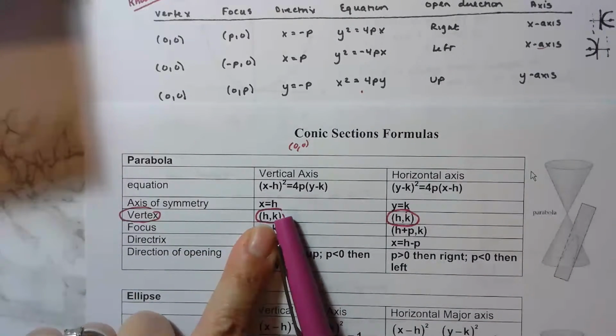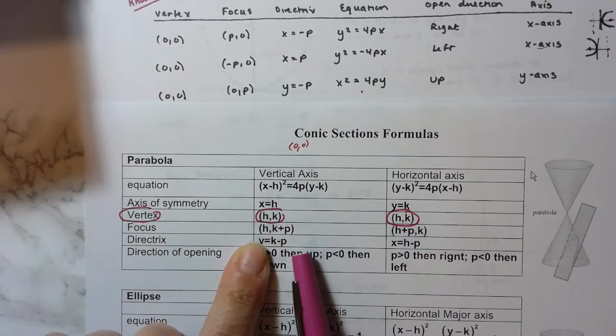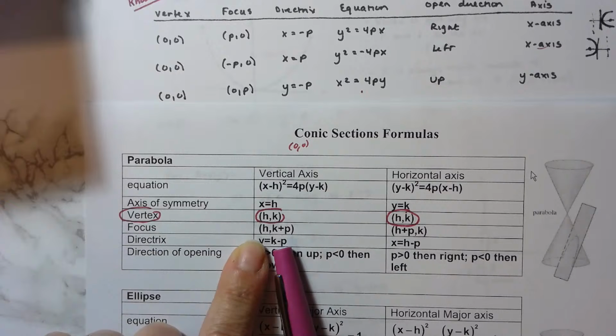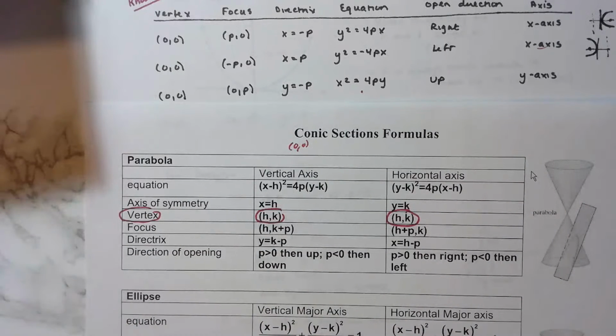The axis of symmetry here was x equals h. Here it's y equals k. Vertices are going to be the same. Now look here, the focus on the vertical axis is the point (h, k plus p). Guess what? The focus on the horizontal axis is (h plus p, k). So you see with these symbols and how they're swapping around, it can get very confusing. The directrix here was y equals k minus p, and the directrix for the horizontal axis is x equals h minus p. And then if p is positive, this will open to the right, and if it's negative, it'll open to the left.